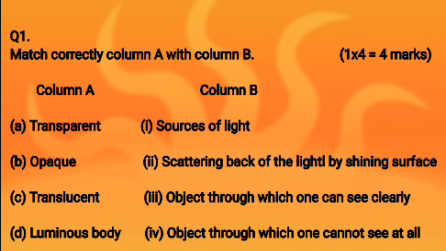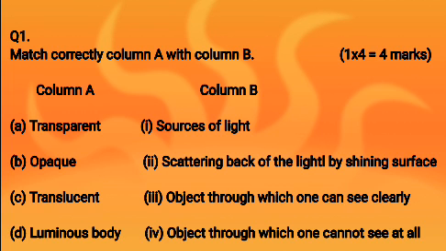So what is going to match with transparent, you have to write on the right hand side. What is going to match with opaque, you have to write on the right hand side. What is going to match with translucent, you are going to write on the right hand side. What is going to match with luminous body, you are going to write on the right hand side. And the four options given in column B, you have to write accordingly. There are a total of 4 marks if you write them correctly.